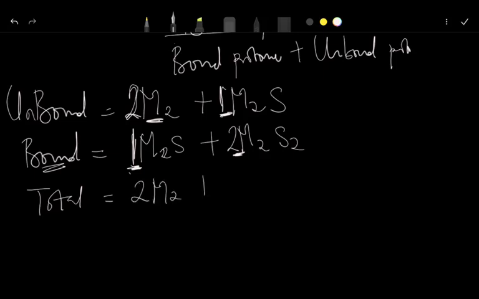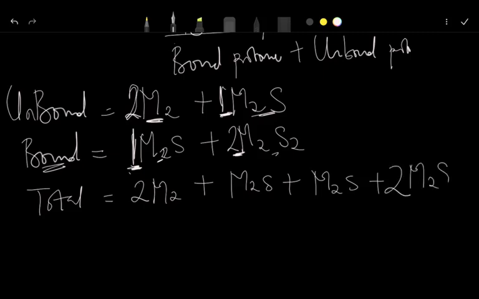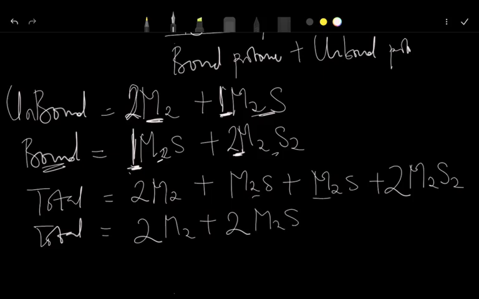2m2 plus m2s, right? Plus m2s again, then plus this one, plus m2s2. Meaning the total now will be 2m2 plus 2m2s plus 2m2s2. Are you there with me? So this is now my total.